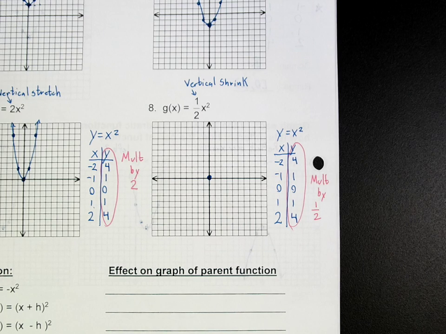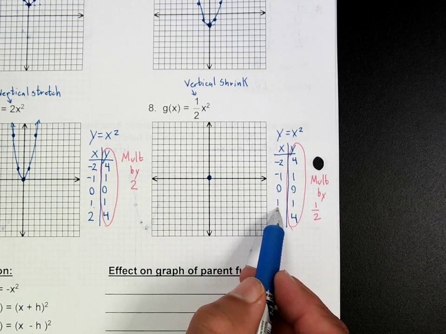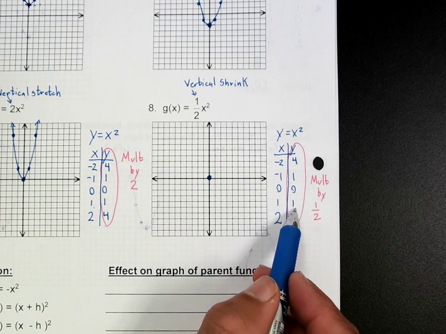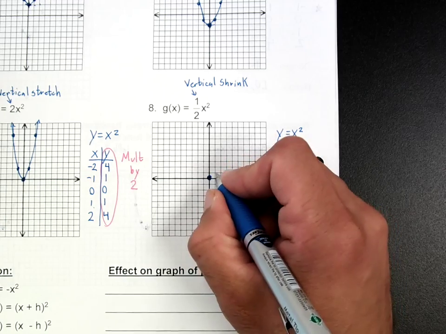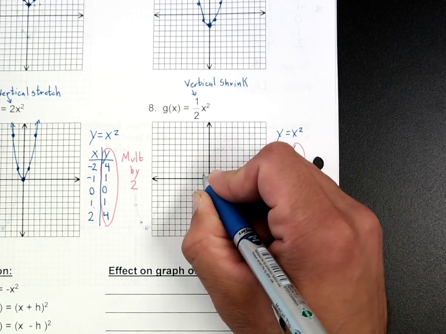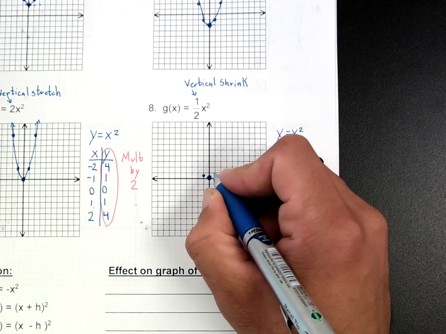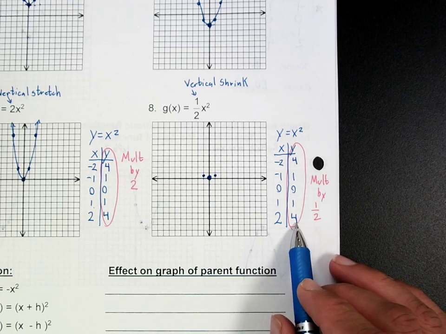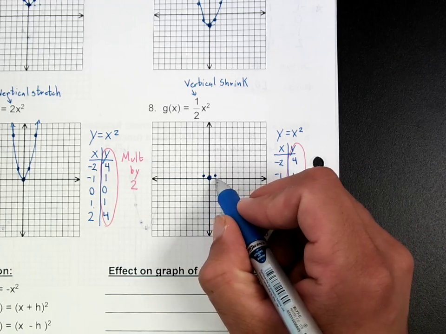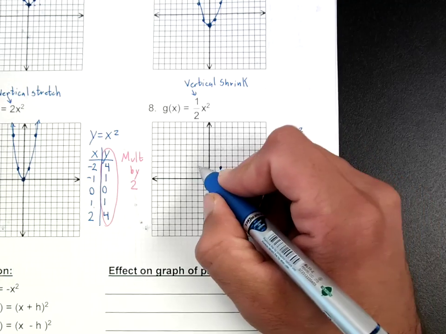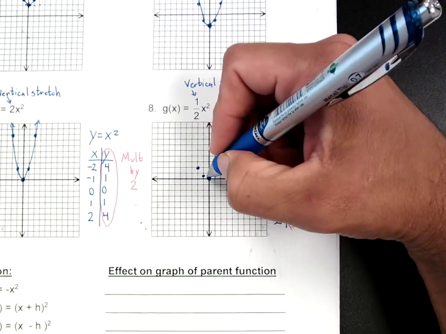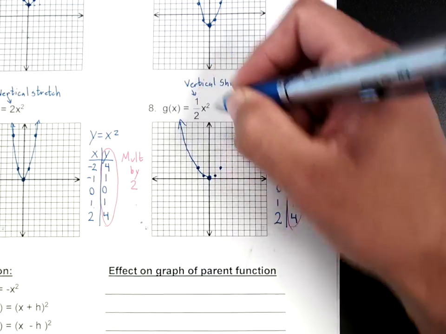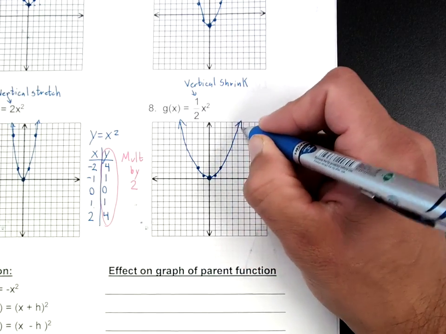The next point is going to be to the right 1, and up 1/2 instead of 1. So I'm going to put a point here, and I know it's symmetric, so I can go across and put another point there. And then the next point is going to be 2, 4, but what's half of 4? 2. So to the right 2, up 2. Symmetric, and that's it. So this is going to be wider than the original y is equal to x squared parent function.